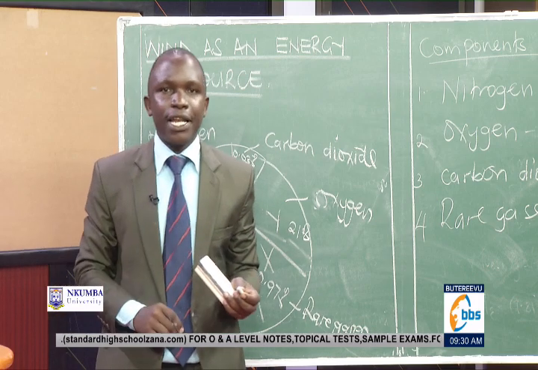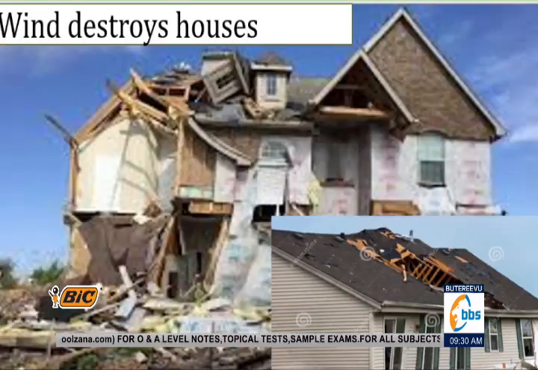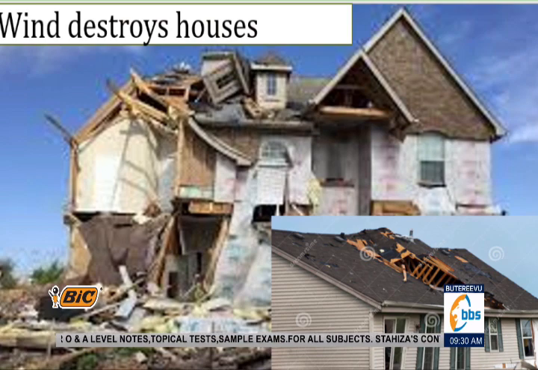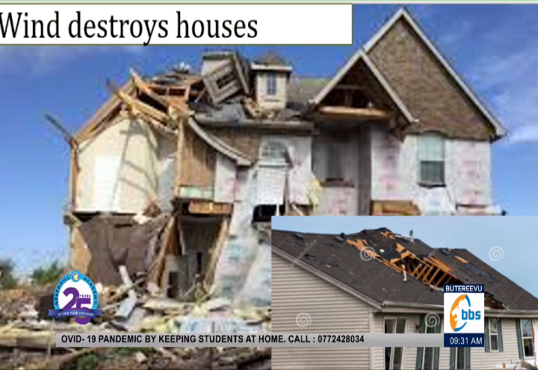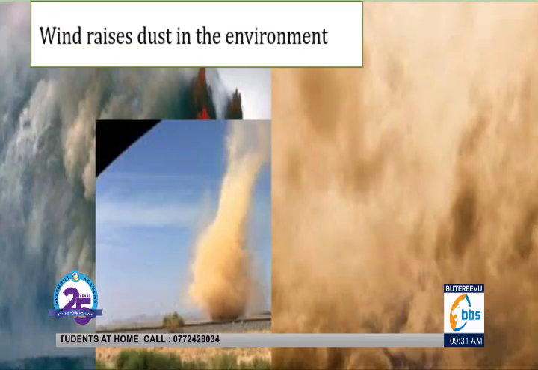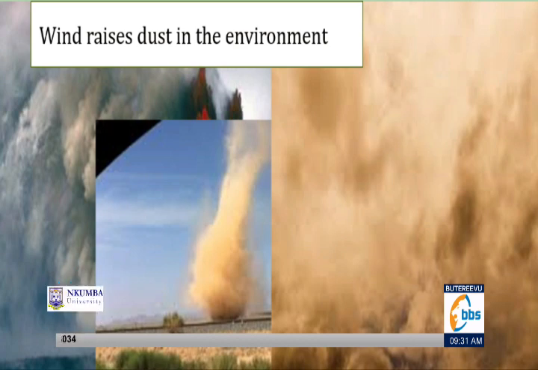Let's look at that other illustration there, where wind is destroying people's houses. You can see the roofs are off. The walls are getting broken. So wind destroys houses. And then it raises dust in the environment. This is true when you see out there, for instance, the whirlwind, when you see it moving, okay? It raises the dust in the environment and it blows dust into people's eyes.